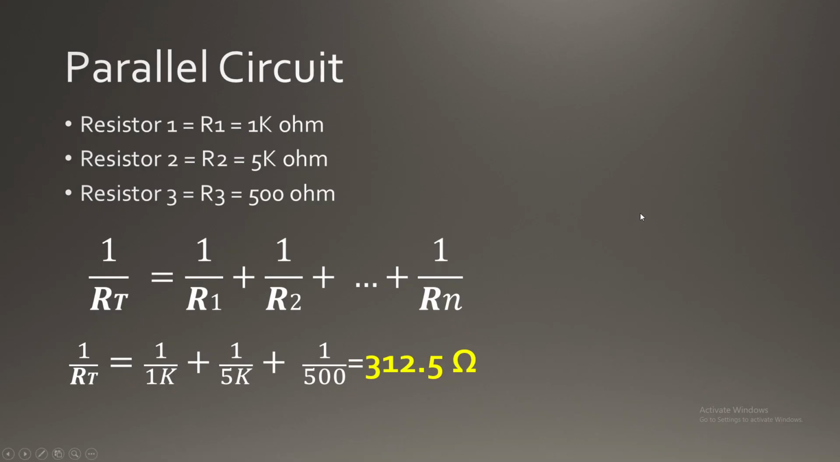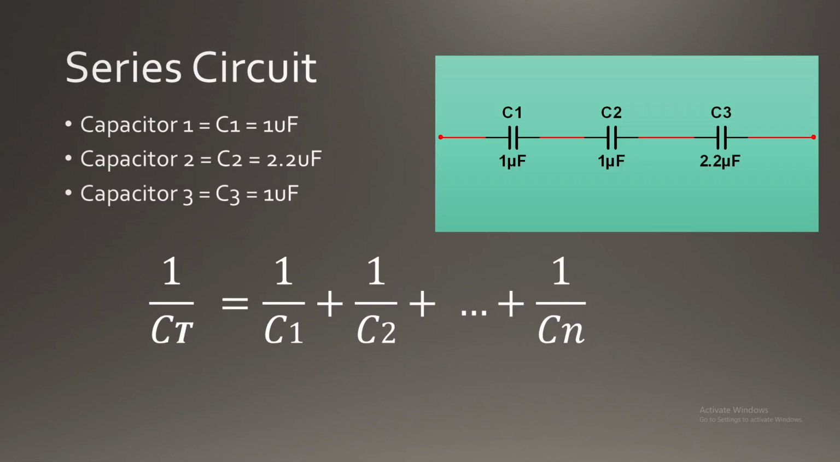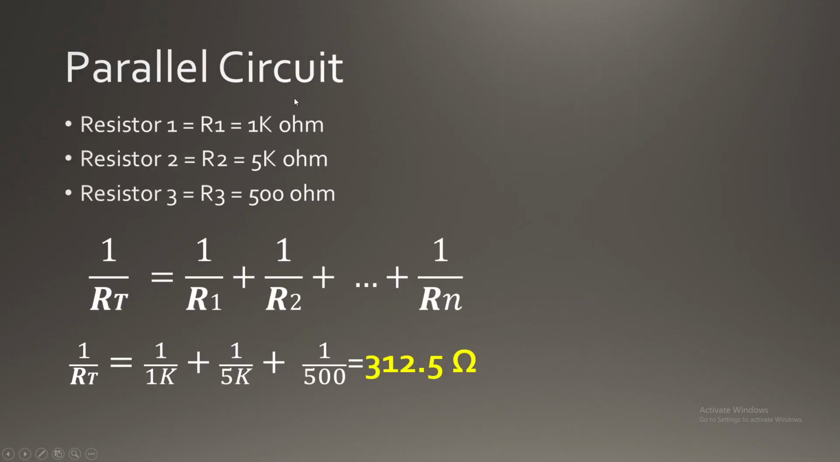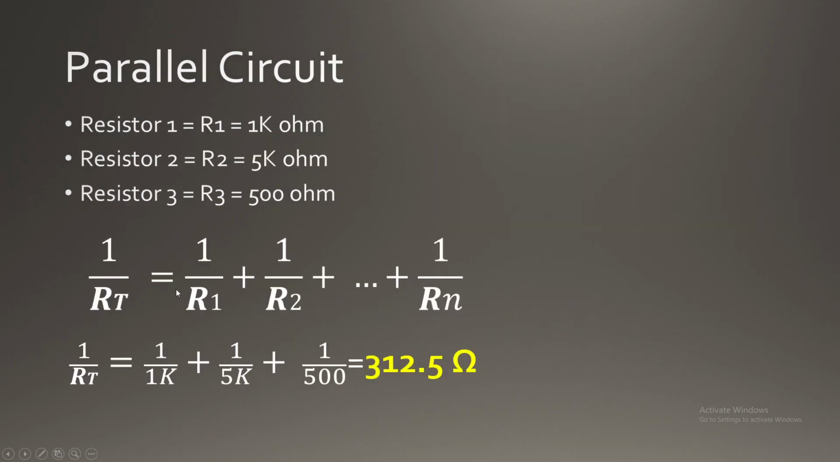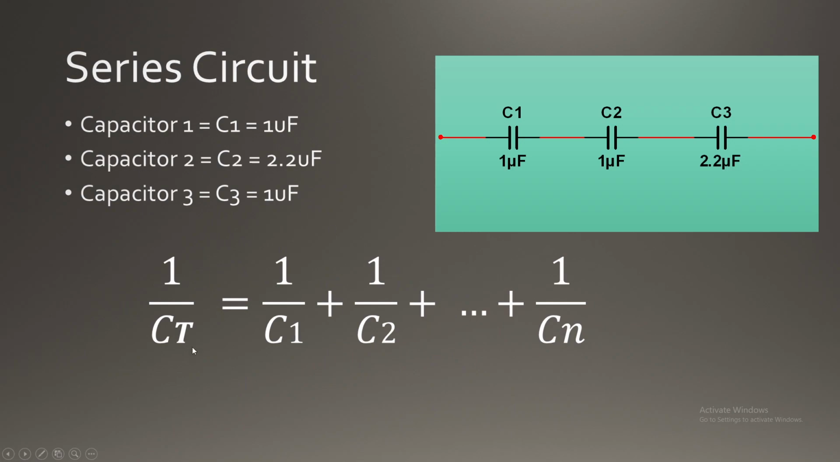Now let's talk about capacitor. Capacitors in a series circuit you can combine with this formula. The formulas for parallel and series circuits of capacitors are similar to those of resistors. In a parallel circuit of resistors, 1 upon RT equals 1 upon R1 plus 1 upon R2 plus 1 upon Rn. And similarly, in a series circuit, capacitors add up like this. So here we have three capacitors, 1 microfarad, 2.2 microfarad and 1 microfarad. Let's see what the total capacitance will be.